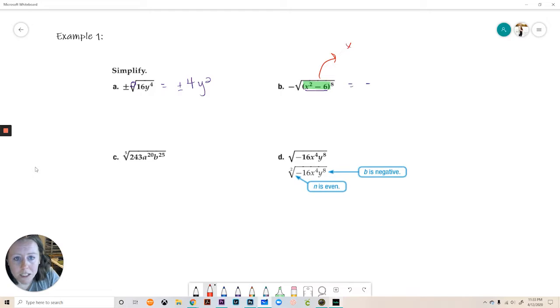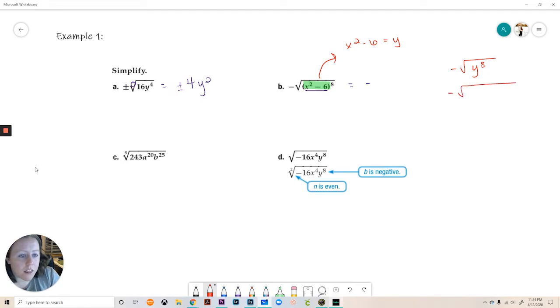So I'm going to say x squared minus 6 equals y, because now I have something that looks like this. And I'm just going to do a little bit of side work, kind of show you guys where I'm coming from with this. So we have y to the 8th power. If I were to take the square root of y to the 8th, I'm looking at pairs because I'm talking about square roots. So how many pairs of y's can I take out?